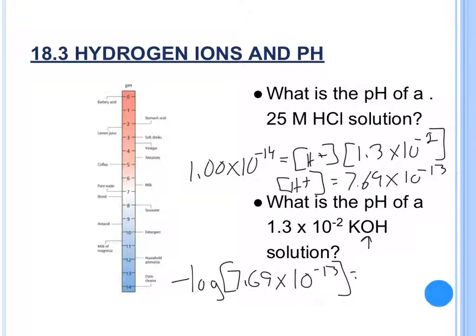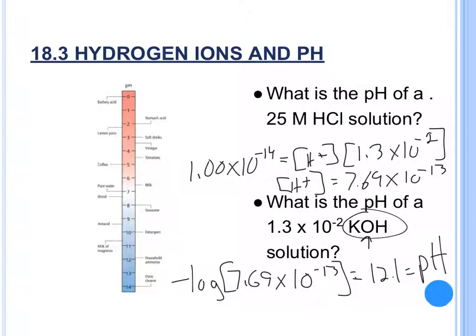When we do that, we find that the pH is 12.1. So that's a number above 7, much closer to 14, which makes sense since we're talking about a basic solution, a solution with a bunch of hydroxide in it. So the pH equals 12.1.